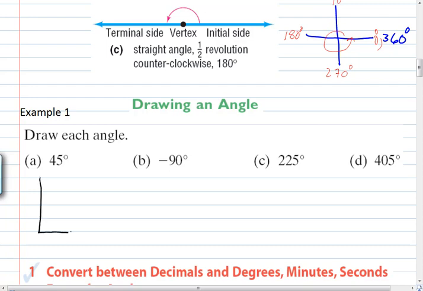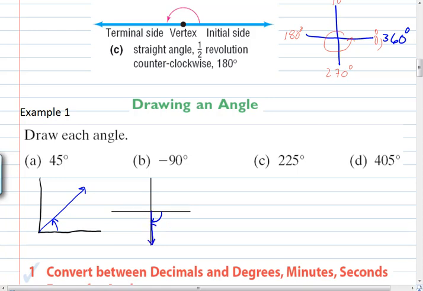It's half of 90, so what we could do is plug in our positive x and y axis here, and then we end up with an angle that bisects that, and we would call this angle right here 45 degrees. What about negative 90? What would that be coterminal to? 270. So negative 90 degrees would be this angle right here.